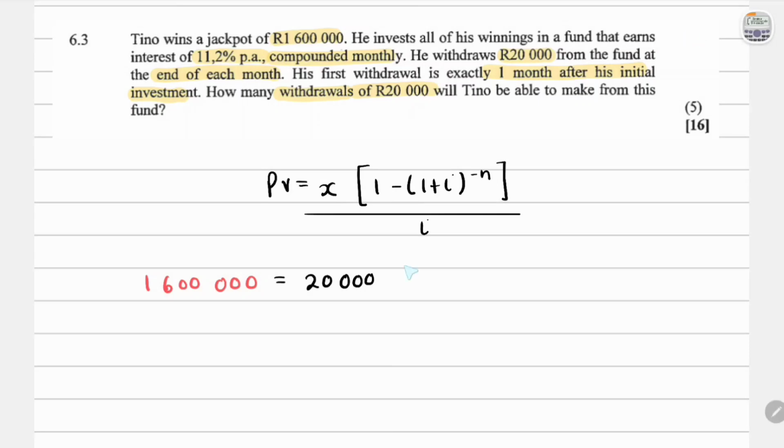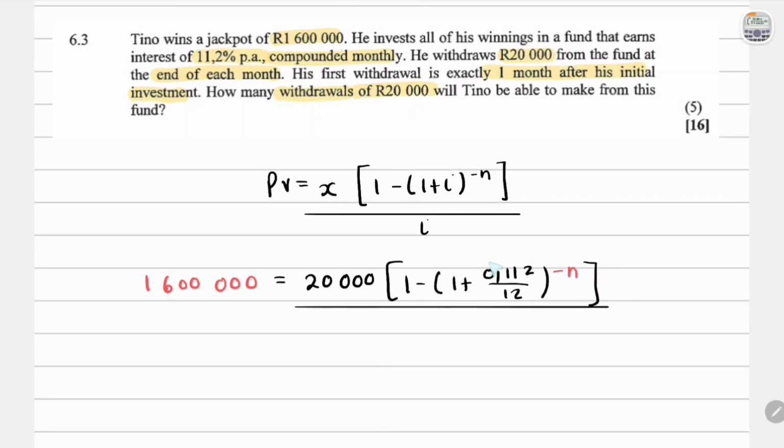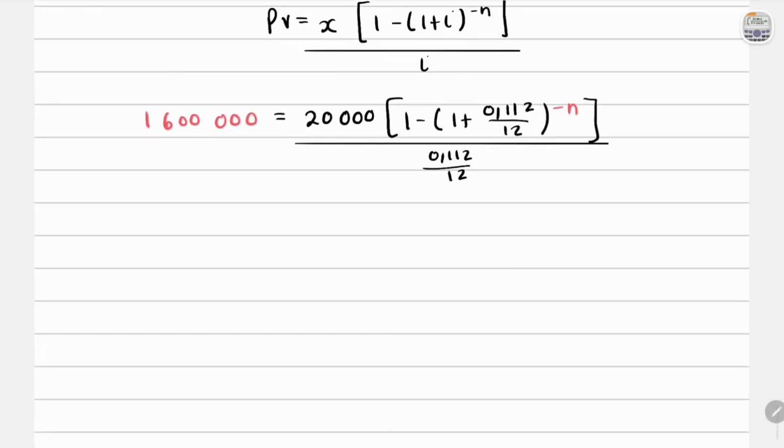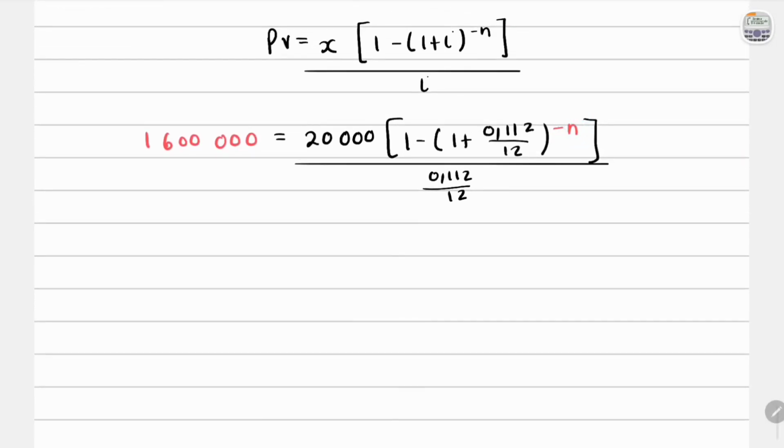Okay, so this is the amount that the bank is paying Tino back every month for his investment. And then again, 1 minus 1 plus, and the interest is 11.2, so that's going to be 0.112. And it's compounded monthly, so over 12. And then raised to the power of negative n. Negative n would be how many more payments still need to be made. Now, we do not know that because that's what we're looking for. So we'll leave that as negative n. And then, of course, over the interest, which is already here. Okay, so let's go ahead. We're trying to find n.